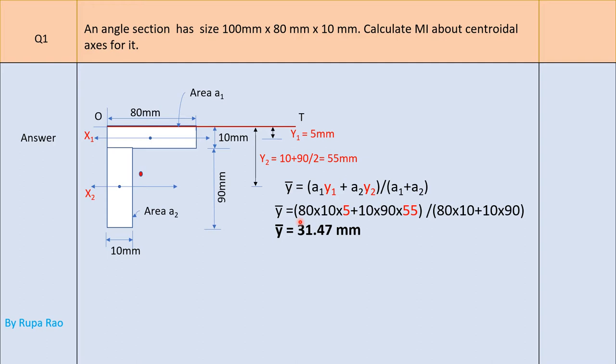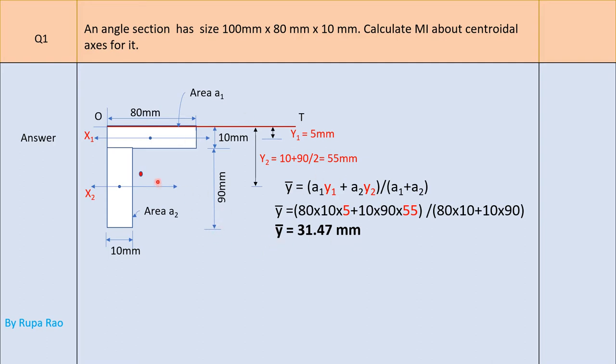Now take the calculators in your hand and start doing the calculation. Start from here, bracket open, 80 into 10 into 5 plus 10 into 90 into 55 bracket close divided by bracket open 80 into 10 plus 10 into 90 bracket close is equal to. So when you press is equal to, you will get this answer 31.47, and the unit is mm because all the dimensions are in mm. This is our y bar.